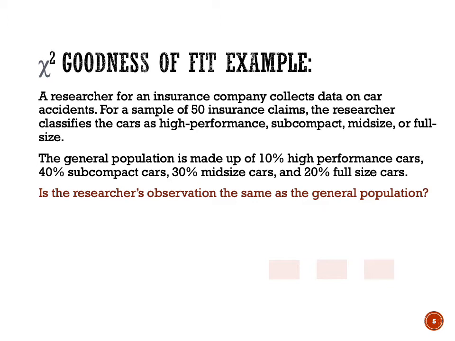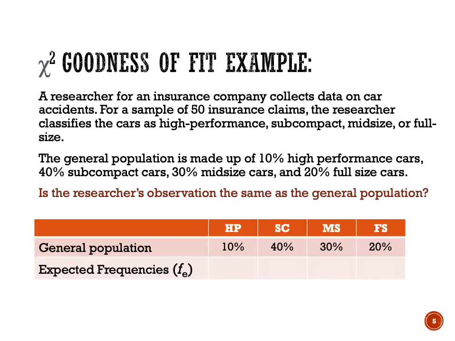So essentially, the researcher wants to know if the types of cars that are involved in accidents within her sample of 50 accidents or 50 claims matches the proportion of those types of cars that are in the general population. So first, let's figure out what numbers to expect for each type of car. So in this chart, we see that in the general population, we expect 10% of cars to be high performance. That's what the HP stands for.